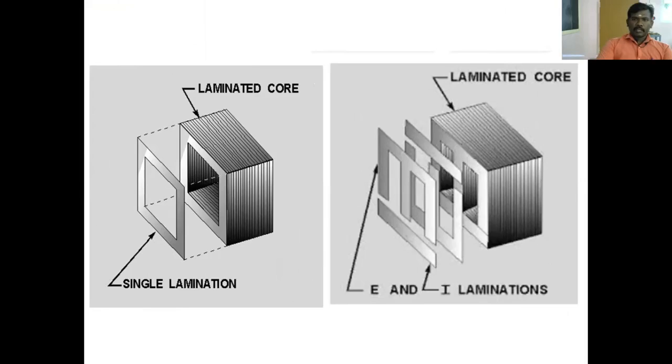For thin laminated sheet we can also use two different types. One is single lamination, each rectangular strip combined to form a core, or otherwise we use E and I shape laminated core. After combining this E and I, we have the single strip. Compared with the first single lamination, the E and I lamination also reduces a greater amount of eddy current. So this is the first method.